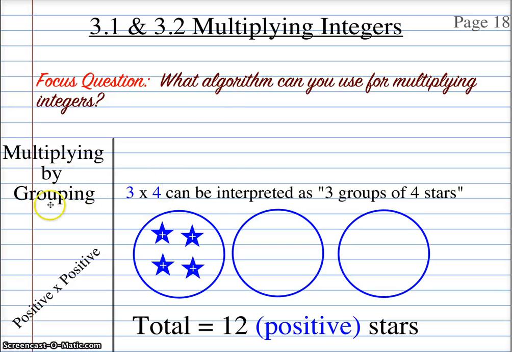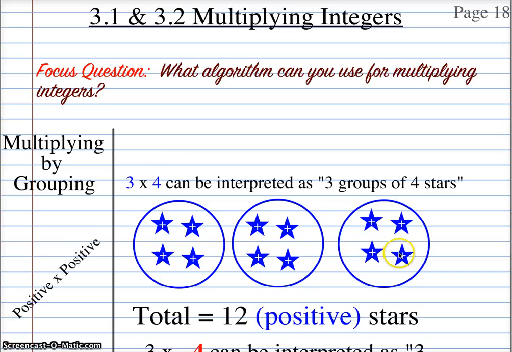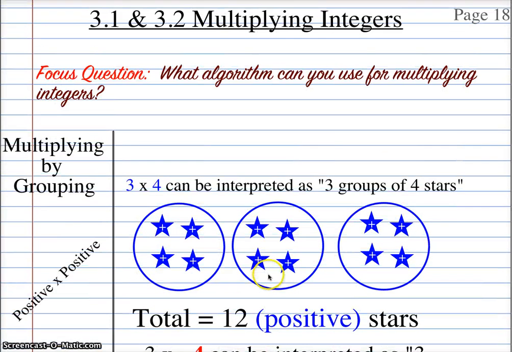So standard multiplication, 3 times 4, can be interpreted as 3 groups of 4 stars. Now I put positive, and I did this in blue because they're all positive. This is classic multiplication. So I have 3 groups, 1, 2, 3 circles. And in each circle, there should be 4 stars. So there's 4 stars there. There's 4 stars there. I now have 3 times 4, which is 12 positive stars.